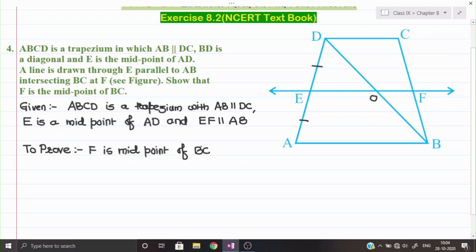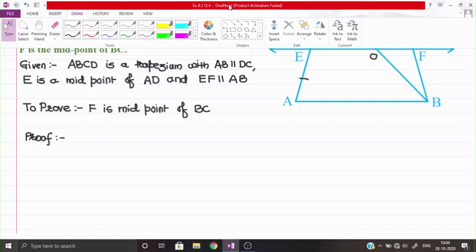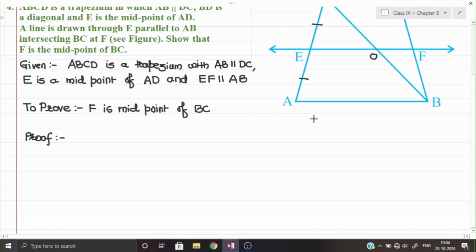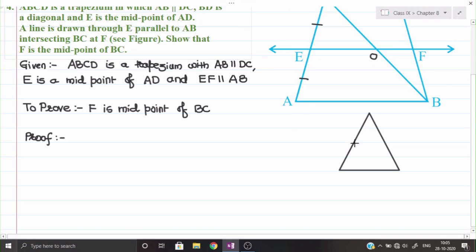Let us start the proof now. In the proof, first of all, we shall take one triangle. I will show you separately, because the converse of the midpoint theorem sometimes confuses students. So separately I am drawing one triangle here for your convenience. I am not drawing it exactly the same way as in the main figure, but assume one triangle and one line.